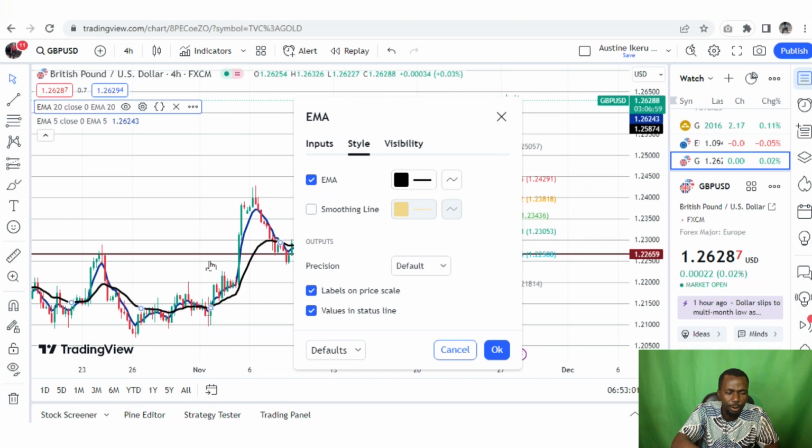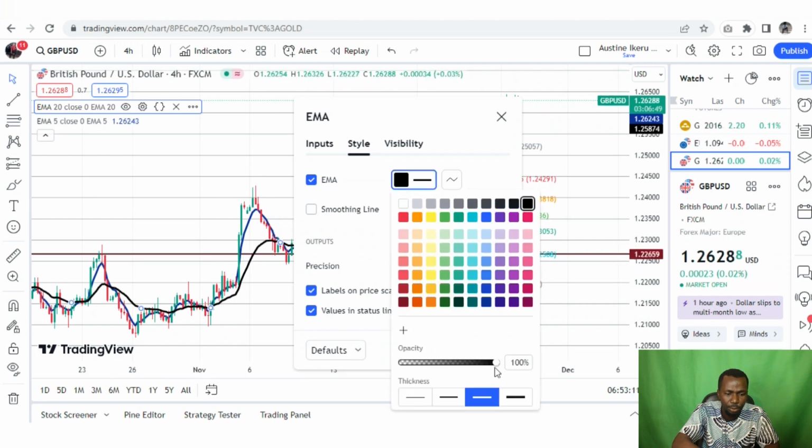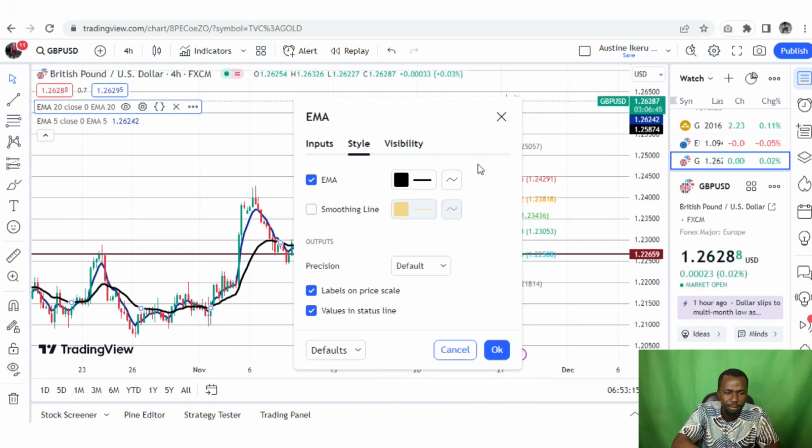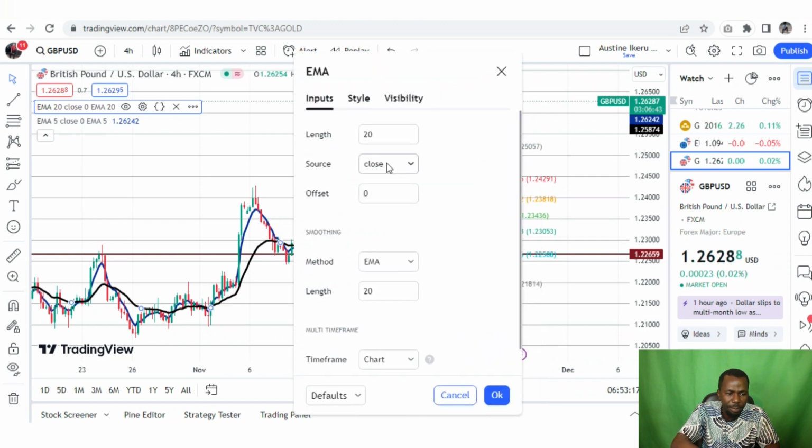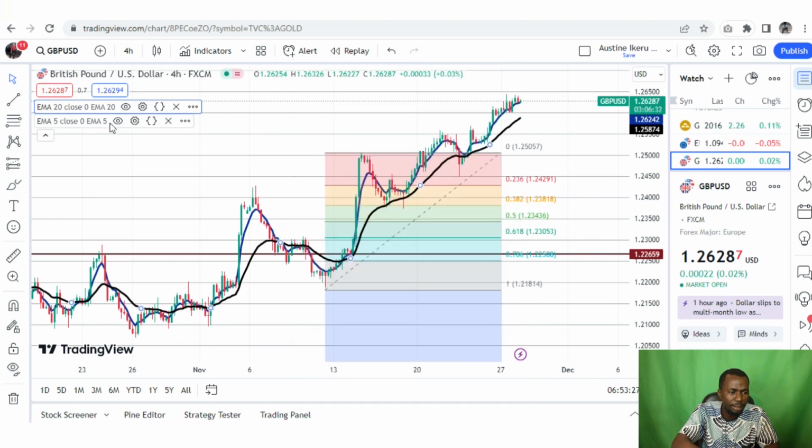You change the color to the color that you want. I'm using black, so I use black for the 20 exponential moving average. Then you set it up and then you can make it look thick, right? Change the color. Then the input, right? You make the length 20, and the method should be EMA, that is exponential moving average. Then you click OK. Then the second one, you also set it up.